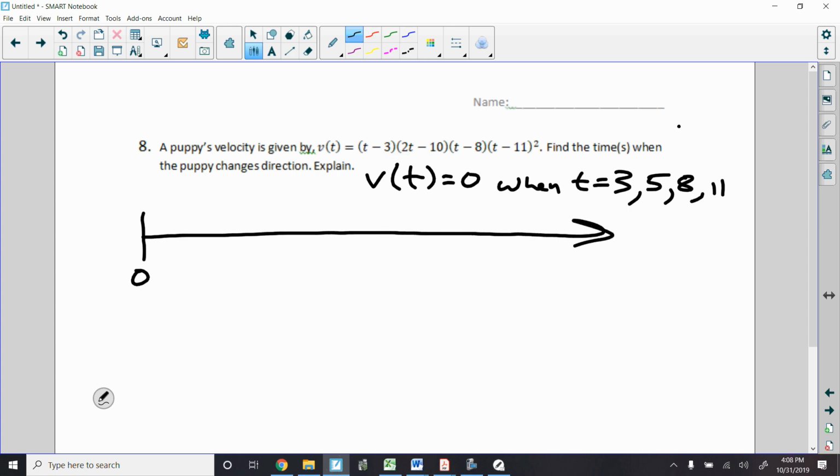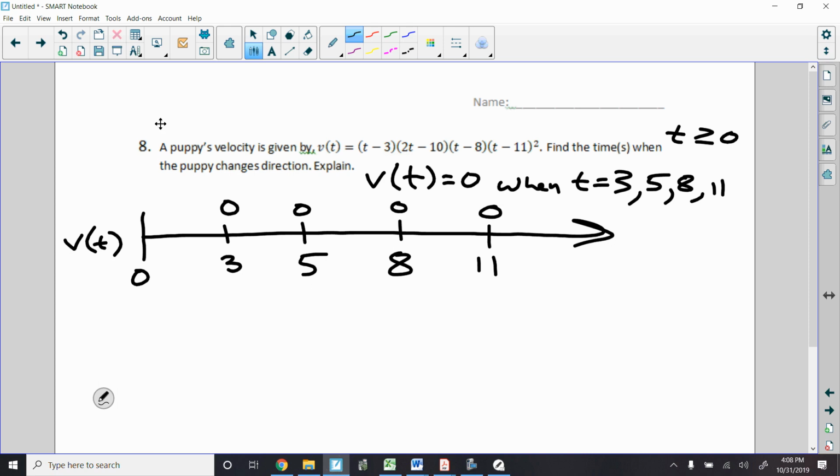I should have had on here, this is for t greater than or equal to 0. So I'm going to plot those zeros, 3, 5, 8, and 11. And again, I'm doing this sign test for velocity. I know my velocity is 0 at these 4 spots. So I want to pick a number to the left of 3. So I'm going to pick the number 0, right? Or you can pick the number 1. Just to mix it up, let's try 1.